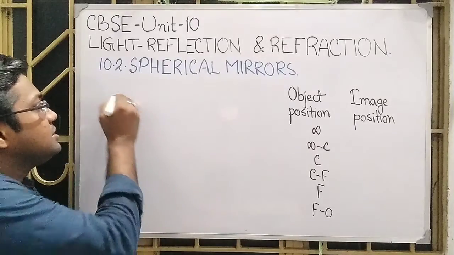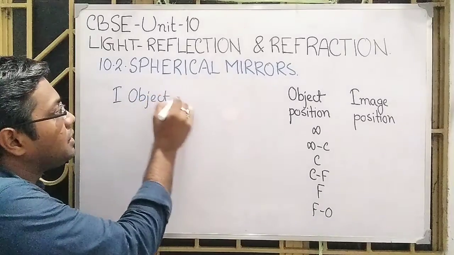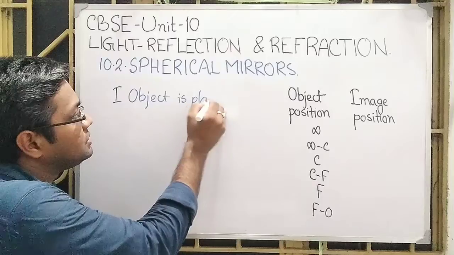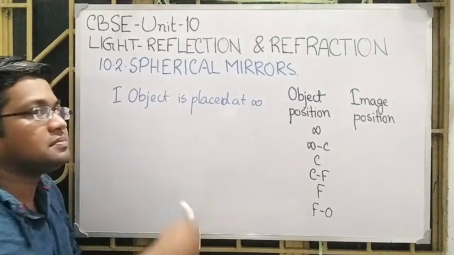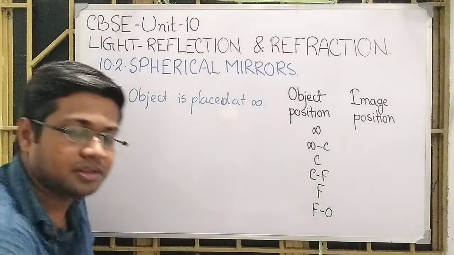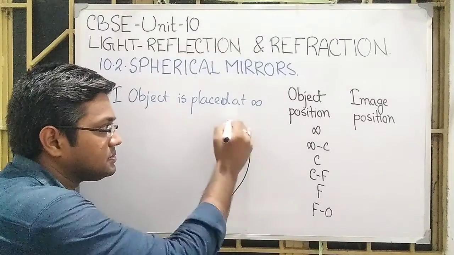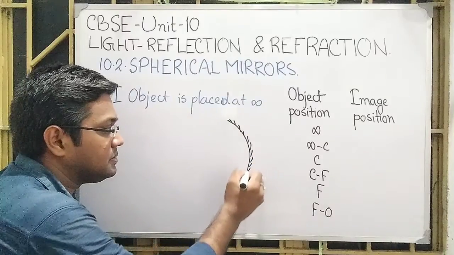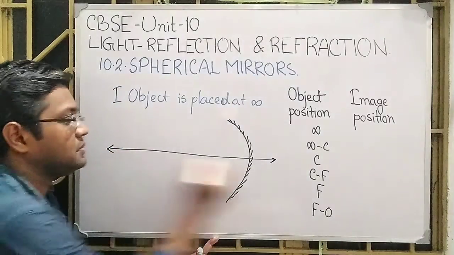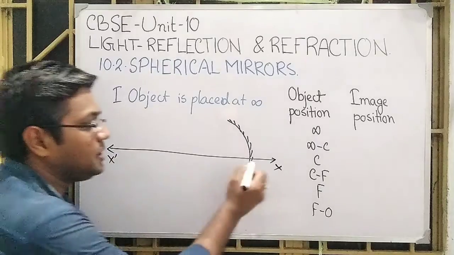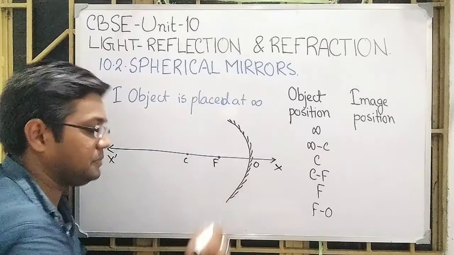So the first thing is part 1, the object is placed at infinity. Object is placed at infinity. Okay. So if it is a concave mirror, X prime, O, C, and in between O and C there is F.